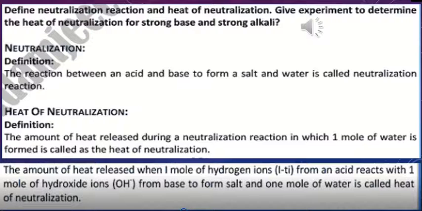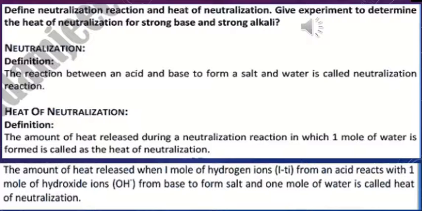So when only 1 mole of water, or 18 grams of water, is formed, the heat generated is known as the heat of neutralization. The important part of this definition is 1 mole of water. Whenever 18 grams of water is formed, the amount of heat generated is known as the heat of neutralization.